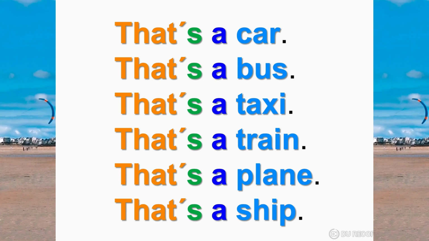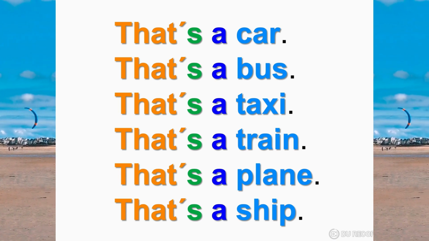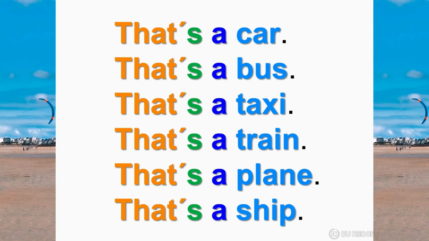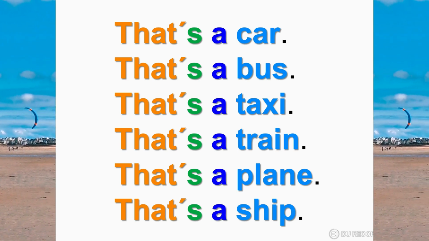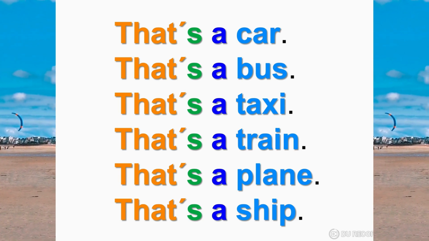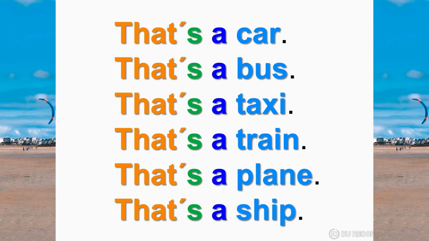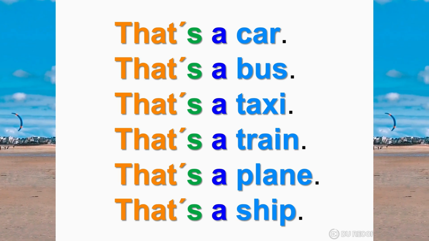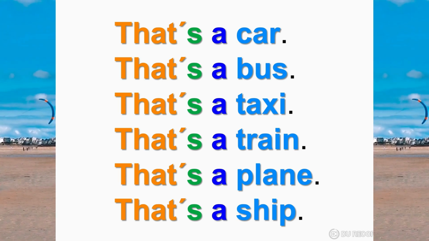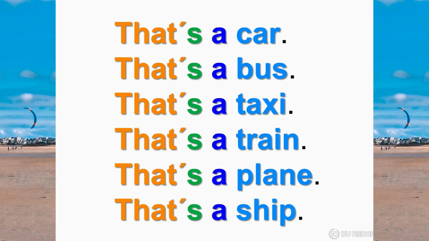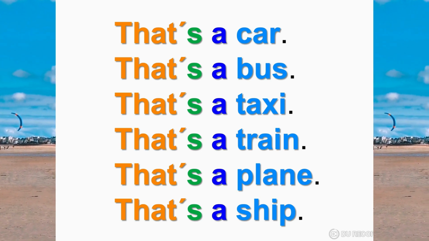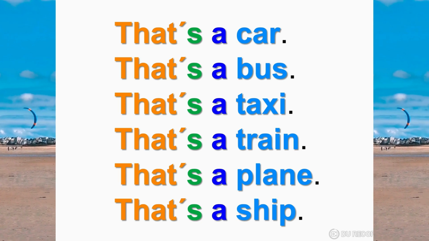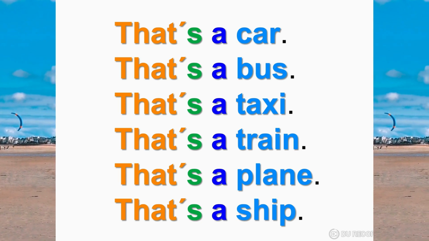That's a car. So where is the car? Is it near us or near the speaker or far from the speaker? Of course, it's far from the speaker. So that's a car. That's a bus. That's a taxi. That's a train. That's a plane. That's a ship. Let's repeat after me. That's a car. That's a bus. That's a taxi. That's a train. That's a plane. That's a ship. Let's practice it more. Let's go to the next slide.